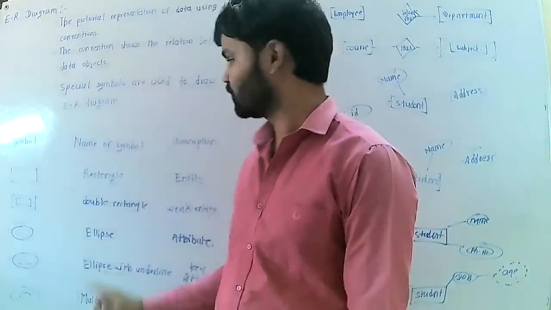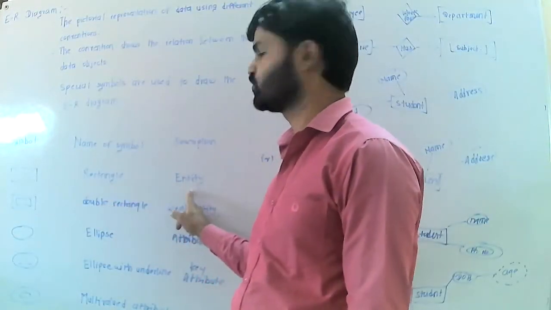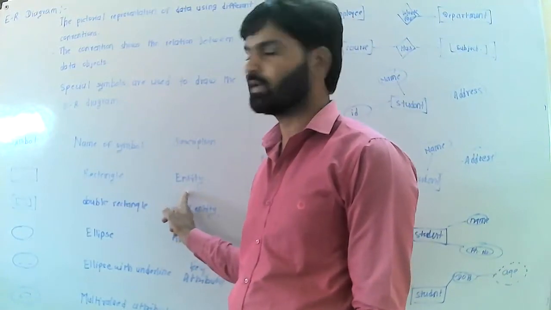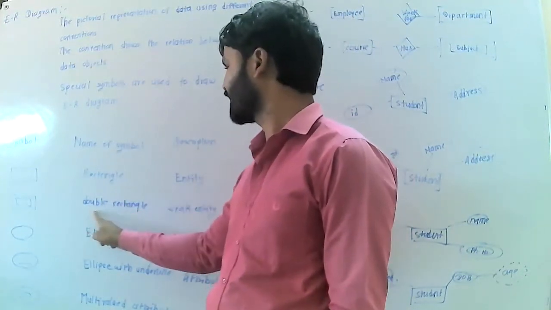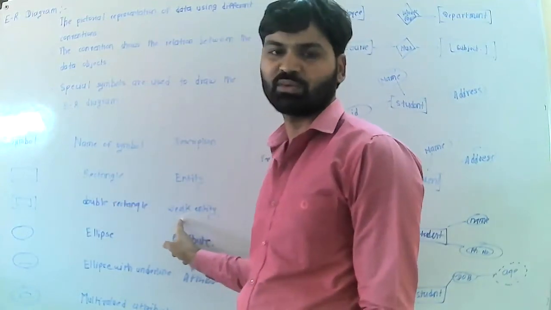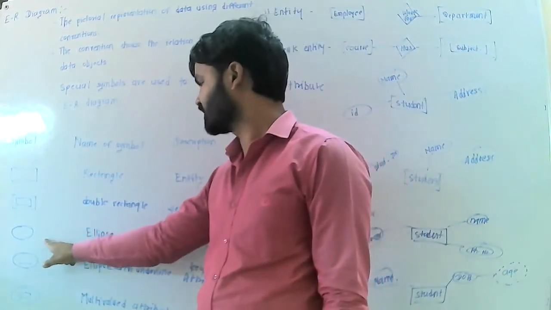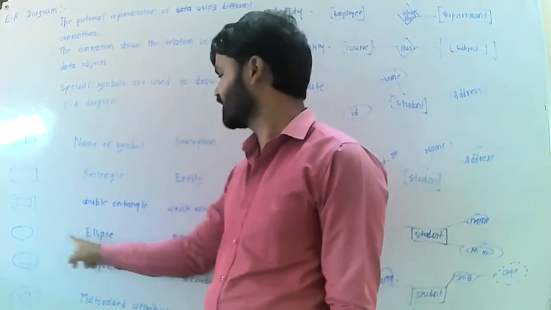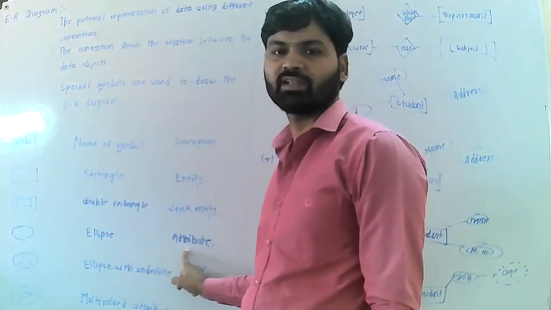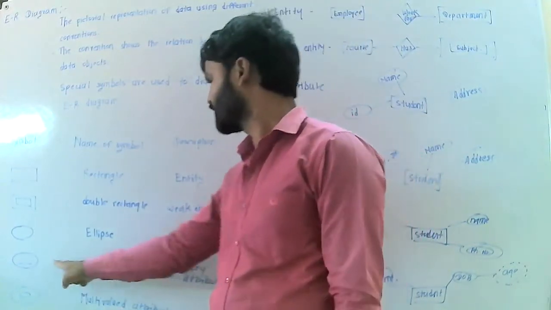First one is your rectangle. Rectangle is used to show your entity. Then double rectangle. The double rectangle is used to show your weak entity. Then this is ellipse. Ellipse is used to show the attribute.